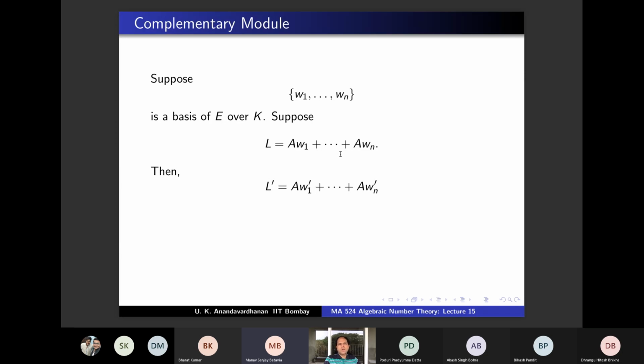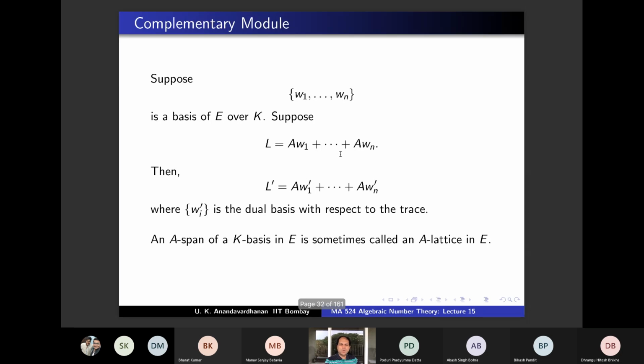Yes, exactly. So Wj prime traces delta ij. That's called the dual basis with respect to the trace. With respect to any bilinear form, you can have the dual basis. So this is the dual basis with respect to the trace. And this is the claim. Once you make the claim, it's not difficult to prove. So let's prove this. But before that, a word.